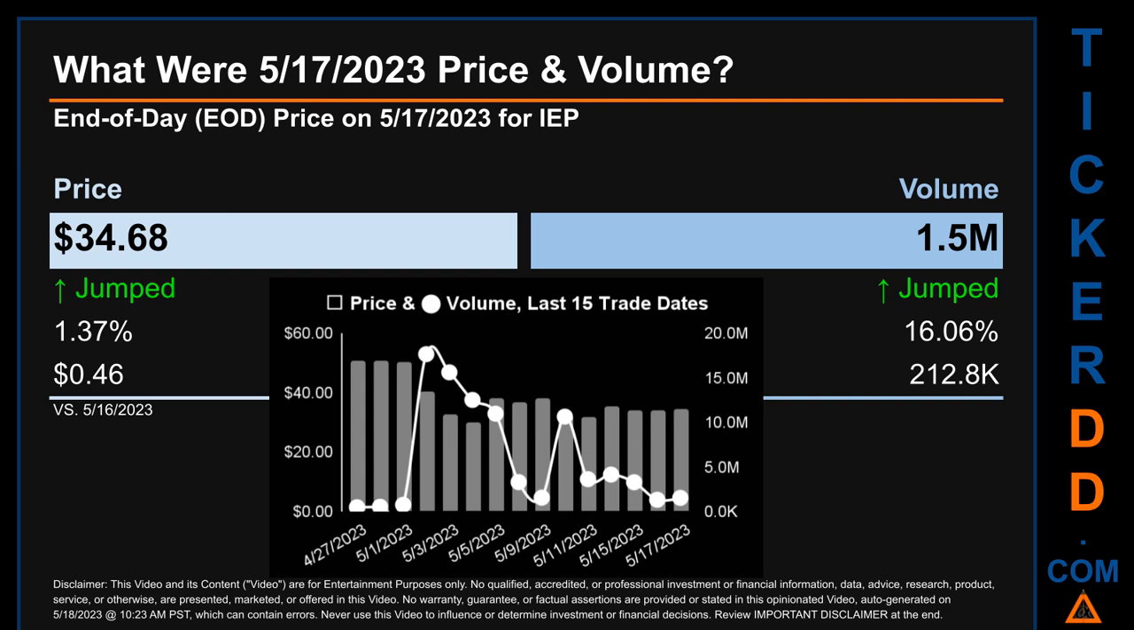The graph shows price and volume for the last 15 trade dates. Across a range of $20.71, the max and minimum end-of-day price were respectively 50.8 and 30.09. Volume saw a range of 17.2 million, from a day low of 484.7 thousand to a day high of 17.7 million.